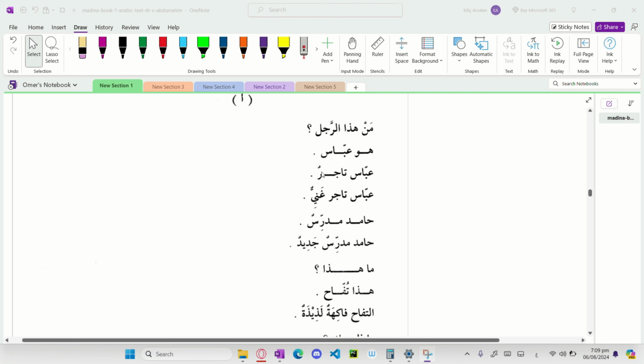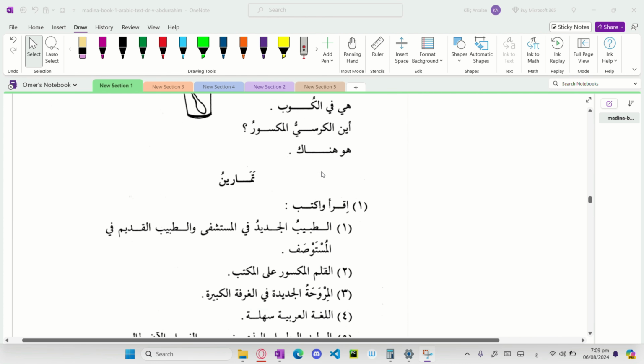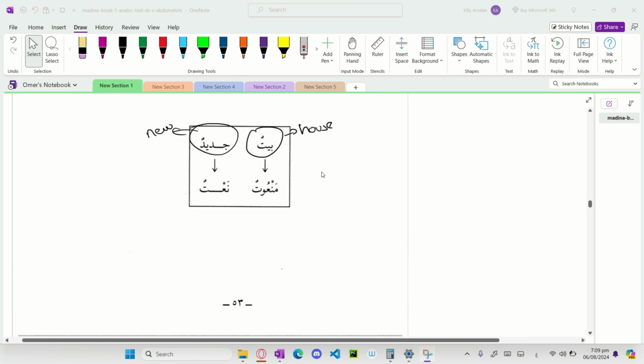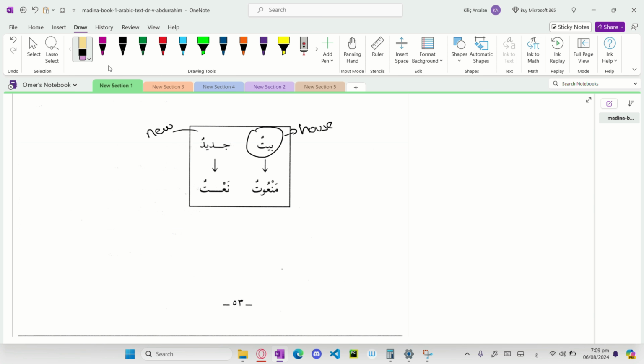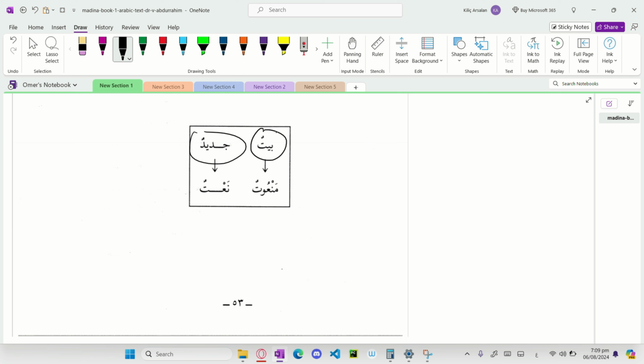In this lesson we will mainly study the concept of the Na'at and Man'ut. Na'at is the adjective and Man'ut is the noun. When the Na'at and Man'ut follow each other, they follow similar grammatical rules since it's an adjective.